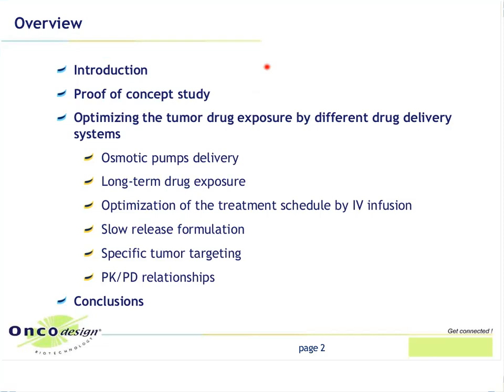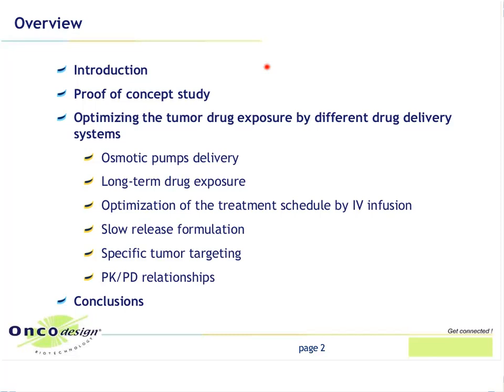I will start with a short introduction and then a definition of proof of concept study in preclinical oncology. I will then detail the optimization of tumor drug exposure by different drug delivery systems. Some examples using osmotic pumps delivery will be described in mice. Then long-term drug exposure will also be explained after IV infusion in nude rats. And then I will detail one example of optimization of treatment schedule, again in nude rats after IV infusion.